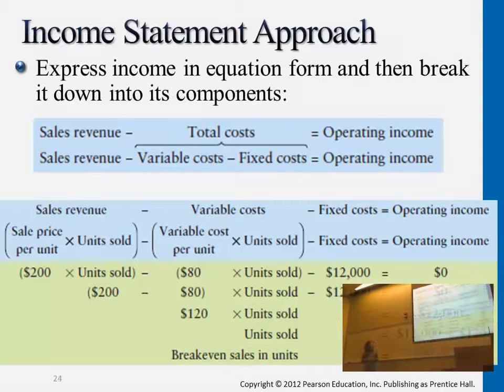Okay, let's take a look at the income statement approach. So from this equation here, can you tell me what's the sales revenue that this company is getting? Again, assuming it's a DJ service company, providing music for weddings, parties, and events, for each and every event they give customers, they're able to charge customers $200. That's the sales revenue part.